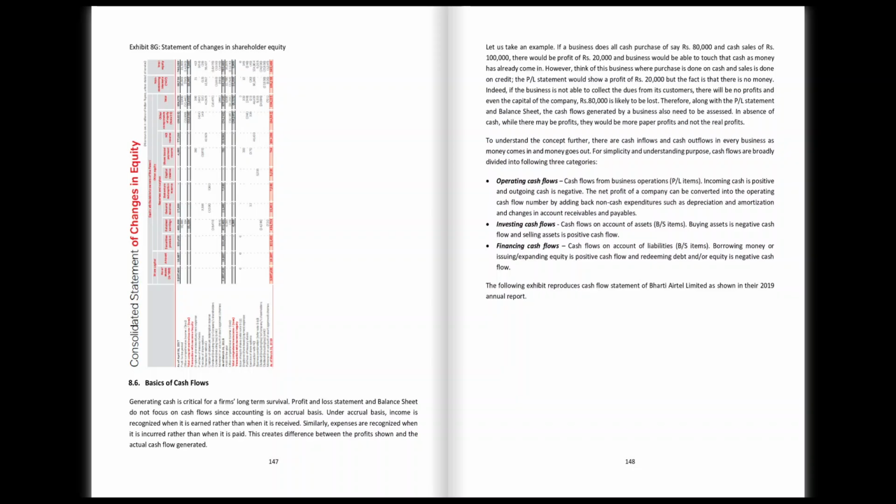Let us take an example. If a business does all cash purchases of, say, 80,000 rupees and cash sales of 100,000 rupees, there would be profit of 20,000 rupees, and the business would be able to touch that cash as money has already come in. However, think of this business where purchase is done on cash and sales is done on credit. The P&L statement would show a profit of 20,000 rupees, but the fact is that there is no money. Indeed, if the business is not able to collect the dues from its customers, there will be no profits, and even the capital of the company, 80,000 rupees, is likely to be lost.